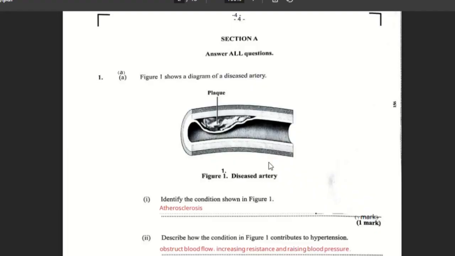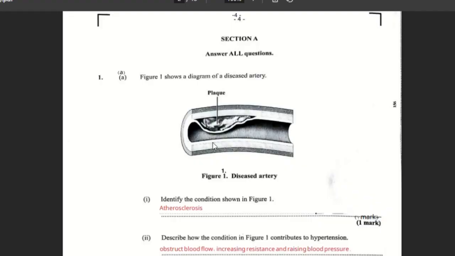The first question says this is a diagram of a diseased artery. So what do we know about arteries? Arteries carry blood away from the heart at high pressure. Now it's asking, identify the condition shown in figure 1. Obviously what we see here is an artery, which brings blood away from the heart at high pressure.